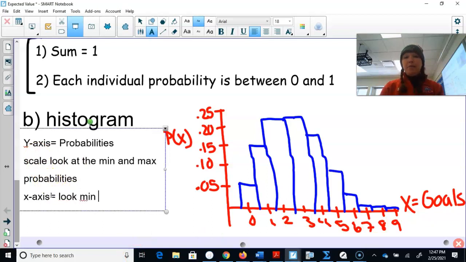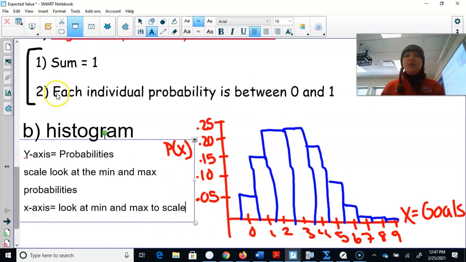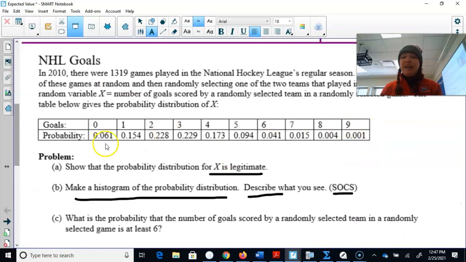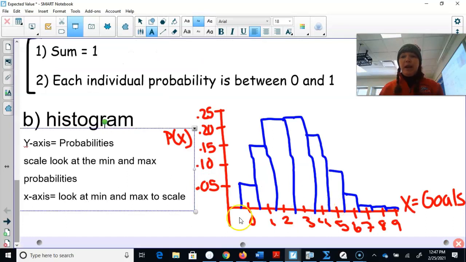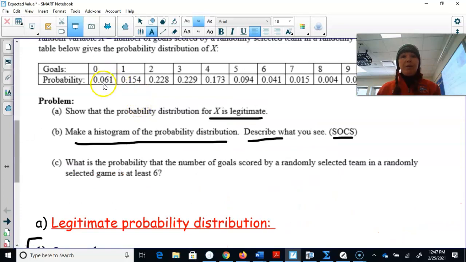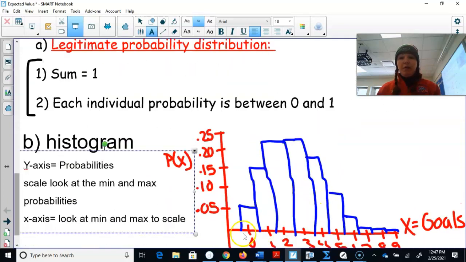Look at the min and the max. So our minimum is 0, our maximum is 9. It's easy to just go by ones on that x-axis. Now you'll notice then, if I look at 0 goals, the probability is 0.061. So I make a bar over the 0, up to around 0.06, over and down.